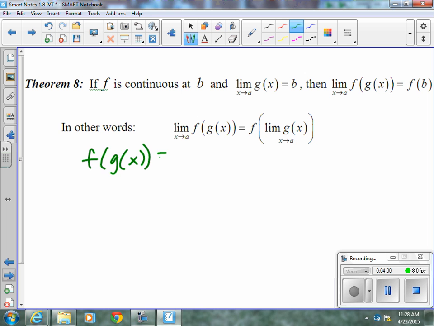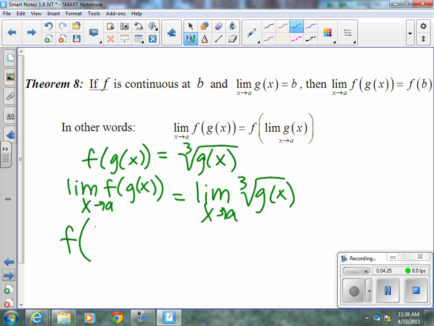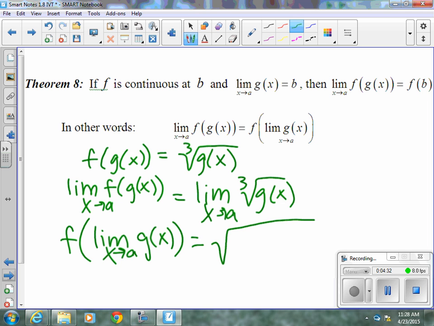I'll give you an example. If we do the limit of f of g of x, it could also be written as f of the limit as x approaches a of g of x, such as the cube root of the limit as x approaches a of g of x. So the limit symbol can be moved as long as the outside function is continuous at the a value we're finding the limit at.